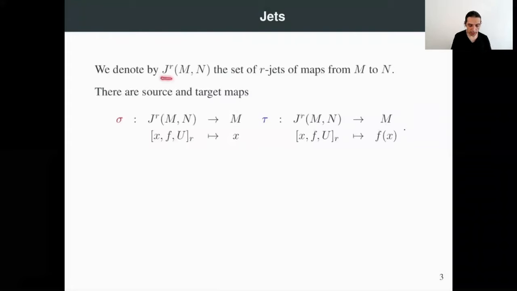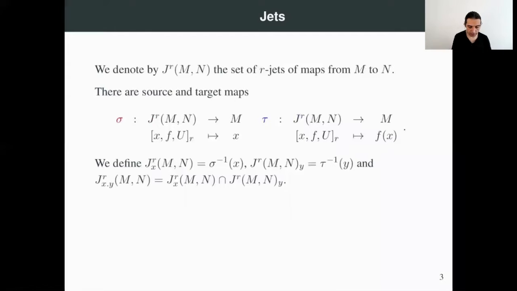We are going to denote by J^r(M,N) the set of r-jets of maps from M to N. In this case, we have two natural maps, the source map and the target map. The source map sends an equivalence class, an r-jet, to the point x. This is perfectly defined because all representatives of the same equivalence class have the same base point, so this is a well-defined map. We can also define the target map that sends a class to f(x), where (x, f, U) is a representative of the class. Again, our definition of classes implies that f(x) is always the same for all the representatives in the same class. So in this way, we define a source and a target map.